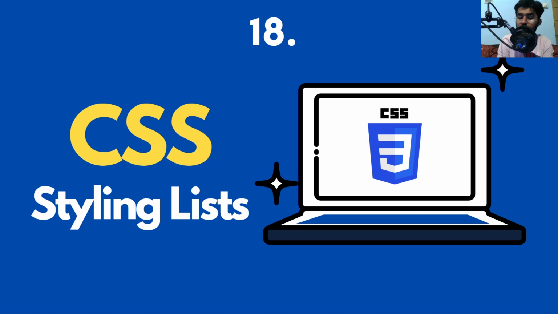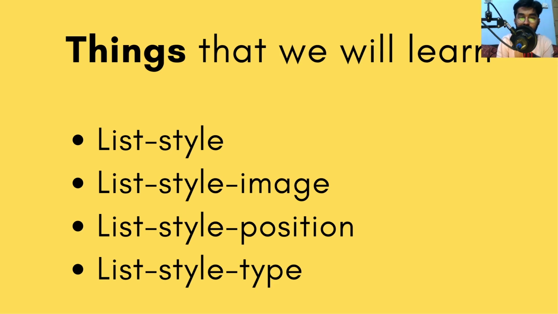This video is about how we can style the list in CSS. There are two lists, the ordered one and unordered. We're going to style both of these lists. In this video we're going to learn about list-style-image, list-style-position, and list-style-type. Let's go to VS Code and see how we can style our list.